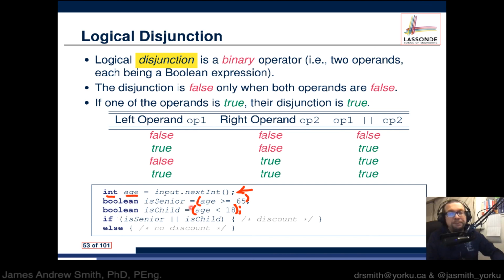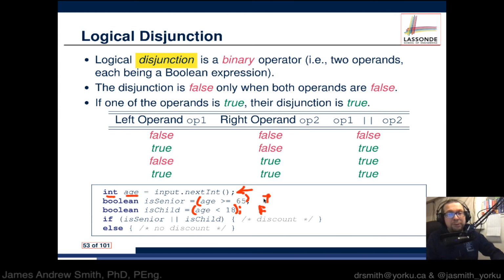Now, if I were to put in 70, then is senior would be true, is child would be false. So then down here in my if-else combination, if I had 70 as an input from the user, then I'd have a true here, I'd have a false there, so then this would be true and the person would get a discount.